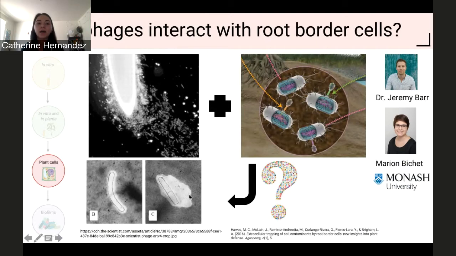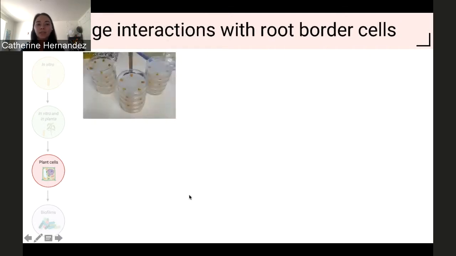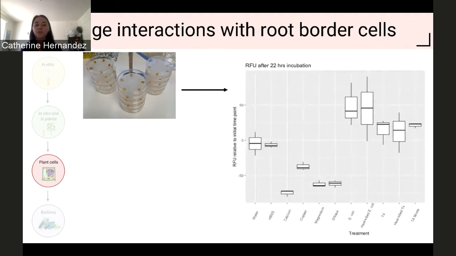And so I worked with corn for this because they make nice large root tips and nice root border cells. And I incubated them with various compounds. Then I looked at a proxy for the amount of extracellular DNA, which is a really important component in these extracellular traps, and looked at how the amount of extracellular DNA changed over time with these various compounds. So this is a water control, didn't really change. This is DNase, it degraded the extracellular trap, which is what it's expected to do.